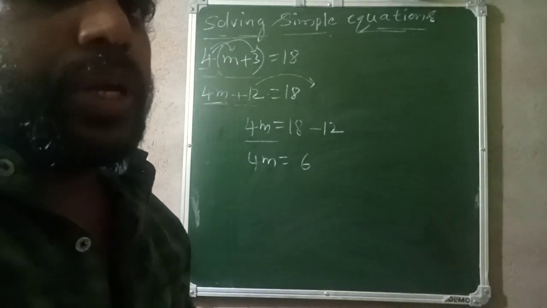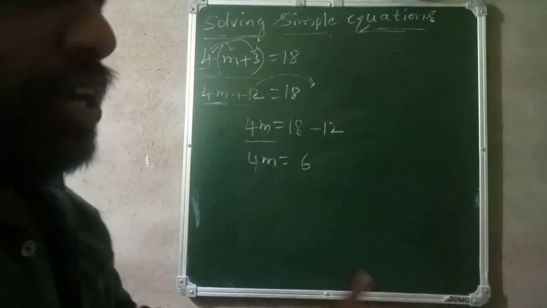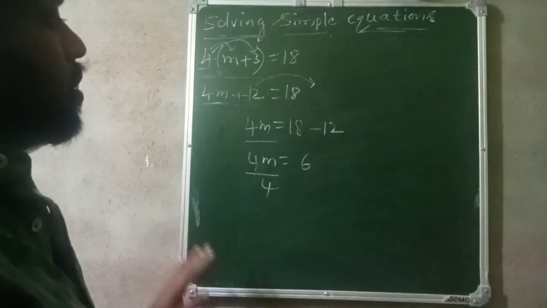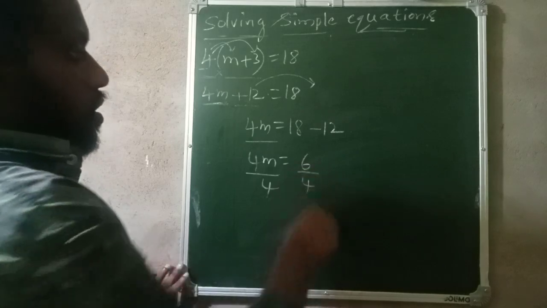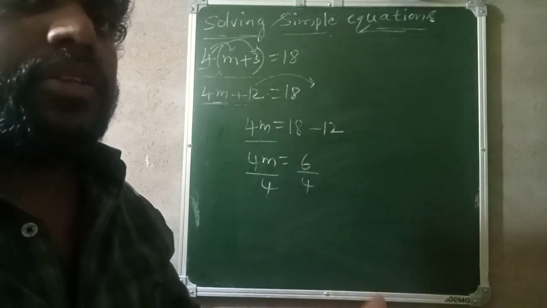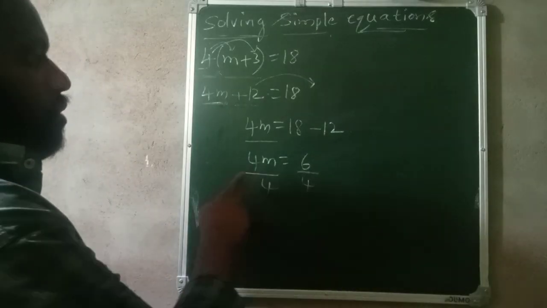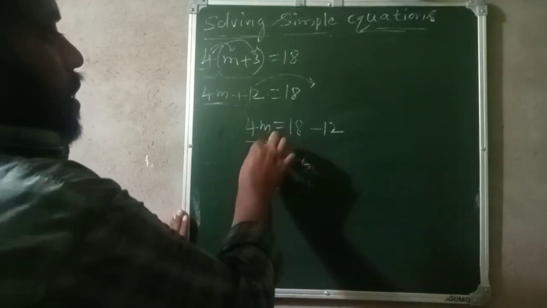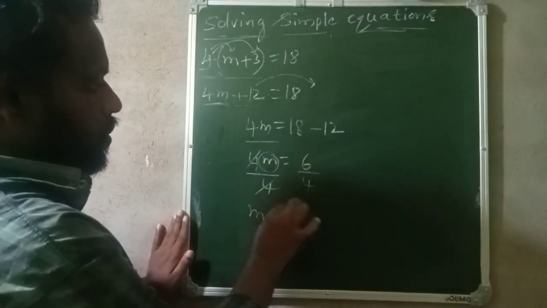4m, it is like 4 into m. There is into between 4 and m. Because of into and you want to remove 4, you can divide this by 4. When you divide this by 4, you have to divide this by 4 also. You have to divide both sides by the same number. If you divide only one side, that will become wrong. Okay, the equation will change. So you have to divide both sides by 4, and there is into between 4 and m. You can cancel this 4 and this 4. What is left? m is equal to, right?